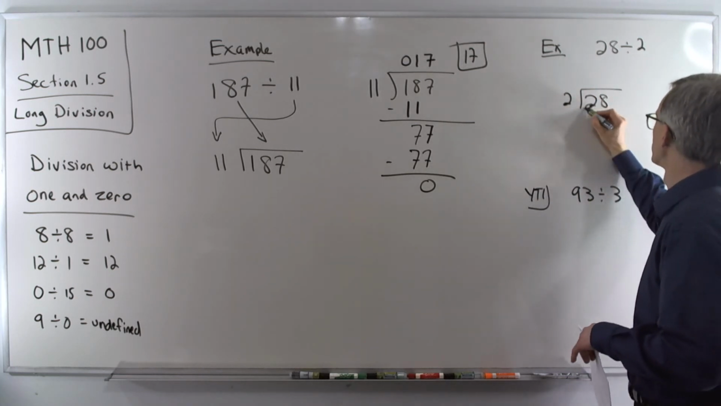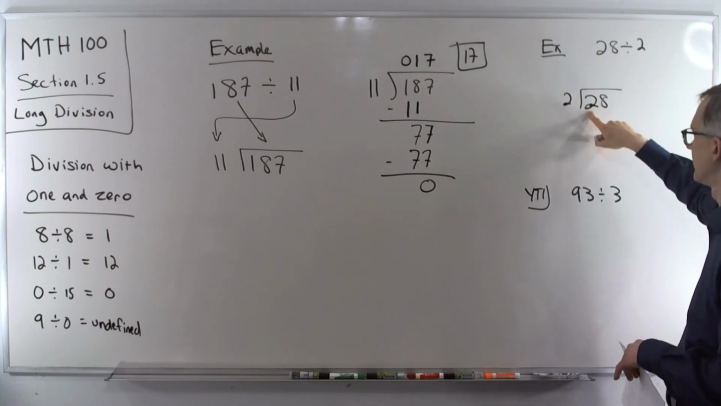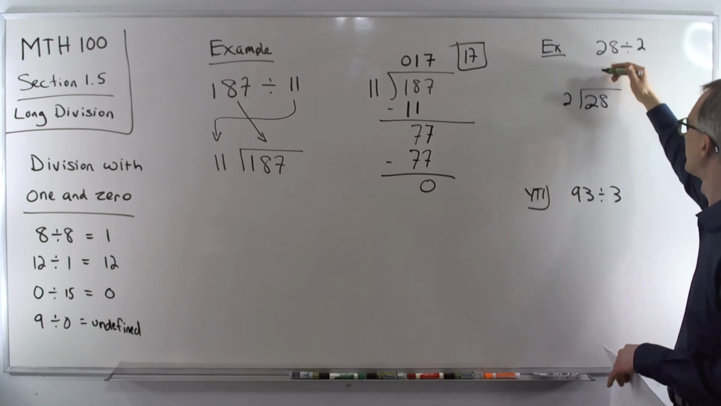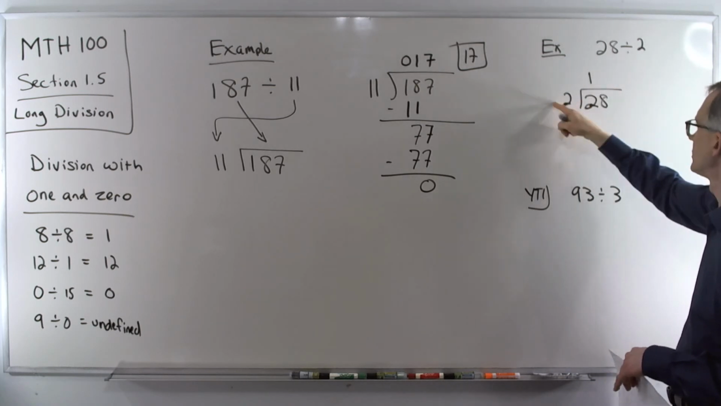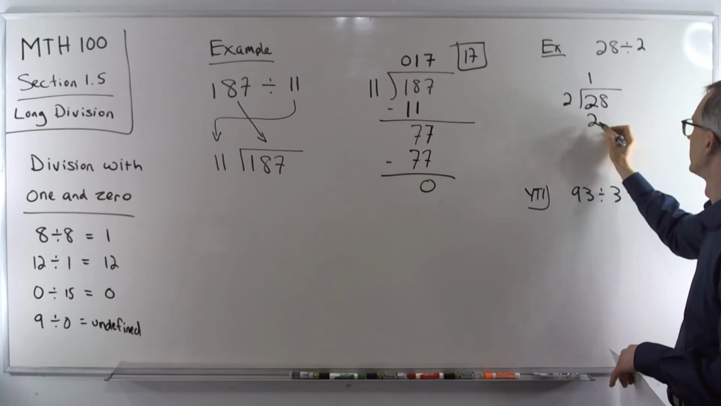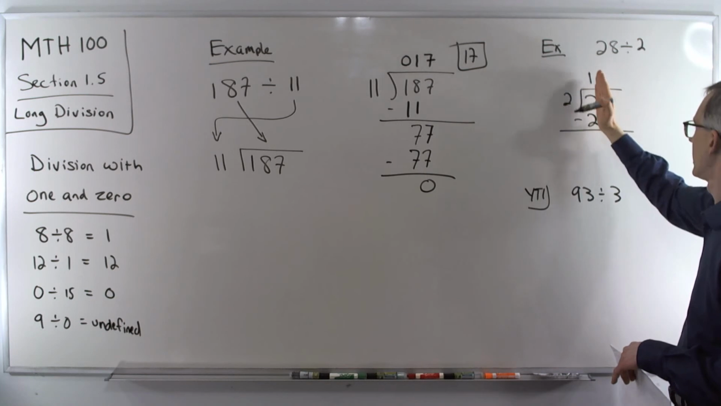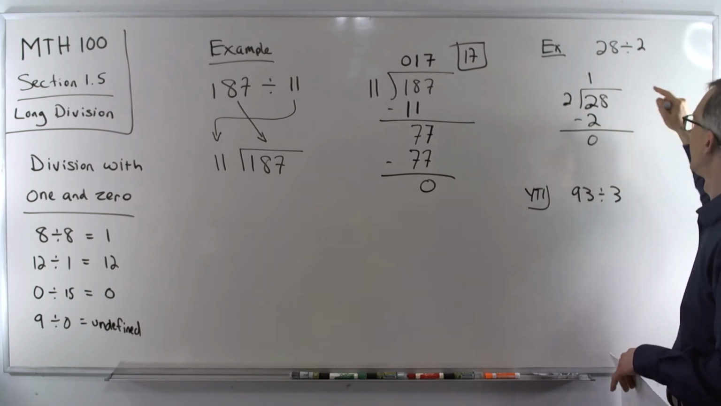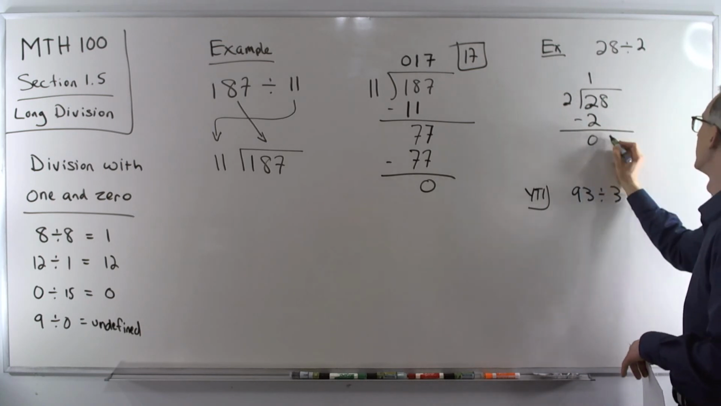So first thing we want to do is look at the first digit inside here. How many times does 2 go into 2? Well, that's 1 time. So 1 goes up here. Now we multiply. 1 times 2 gives us the 2 here, and then subtract. 2 minus 2, only subtracting where we had digits here. So 2 minus 2 gives us 0. And then, starting the next cycle, we're going to bring down the 8. And the 8 goes here.